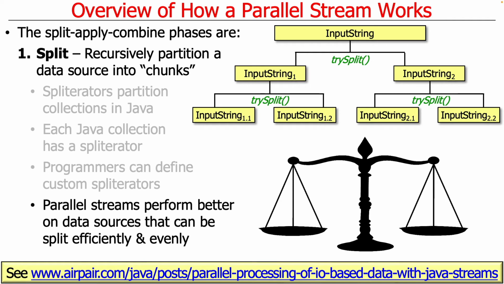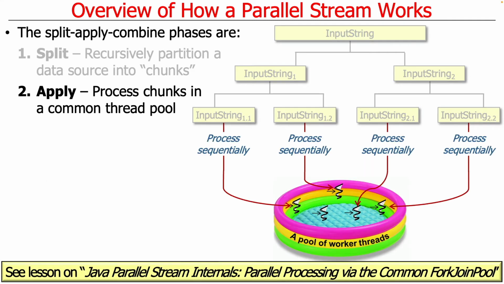In contrast, other sources of data, like linked lists, are much harder to split evenly and efficiently. In fact, they don't even bother to try, so they use another technique, which we'll take a look at later. So linked lists don't split as easily, efficiently and evenly as array lists.